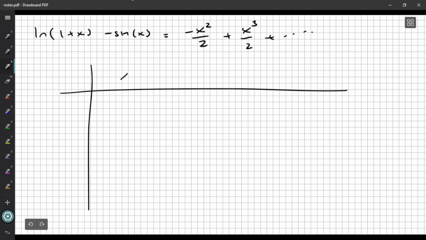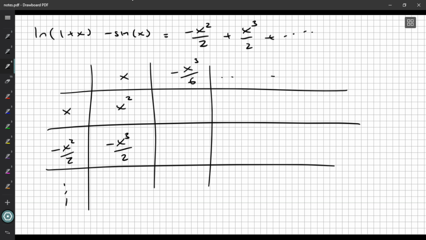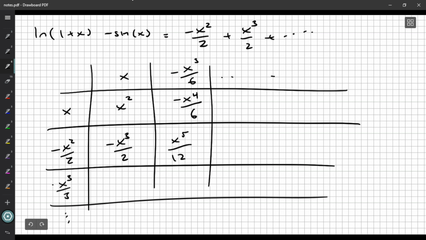Doesn't matter which one goes where. Yeah, so we multiply through, we get x squared, a minus x cubed over 2. The powers aren't quite going to line up here, but that's okay. We'll get a minus x to the 4 over 6, and plus x to the 5 over 12. If you really want it, we can do the next term in the ln power series and get the other bit for the x to the 4.